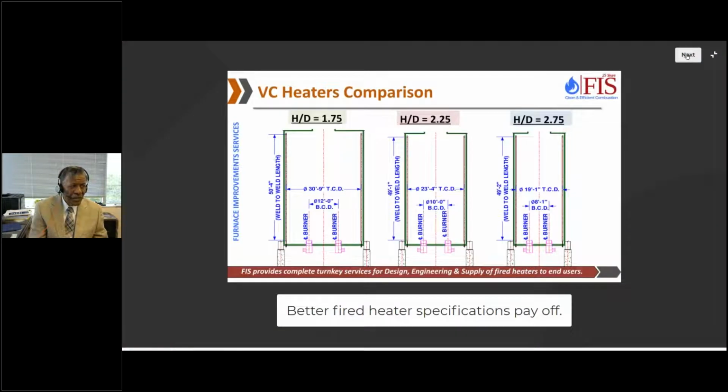So I have these 3 designs of a heater, a crude heater. Actually, this is a real situation. And we designed it using 3 different H/D ratios. And they all meet API.